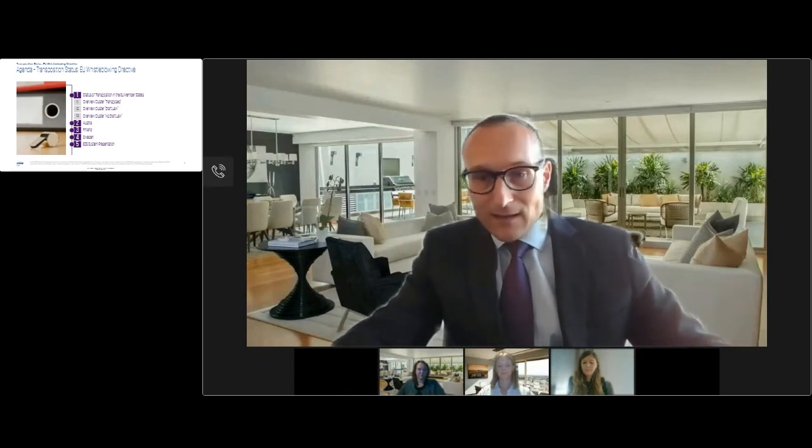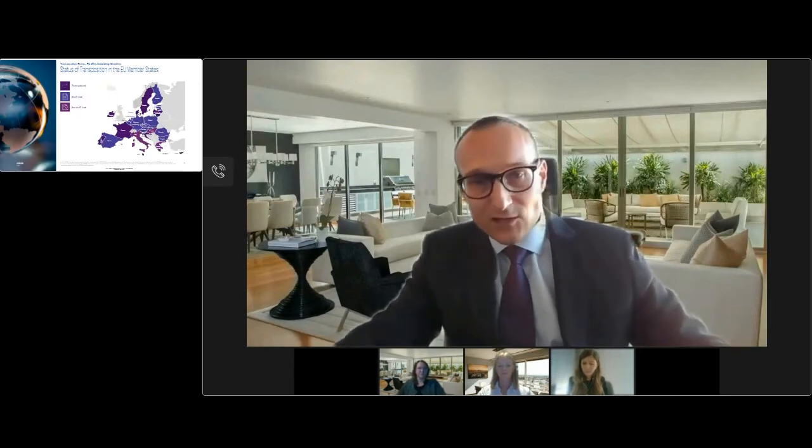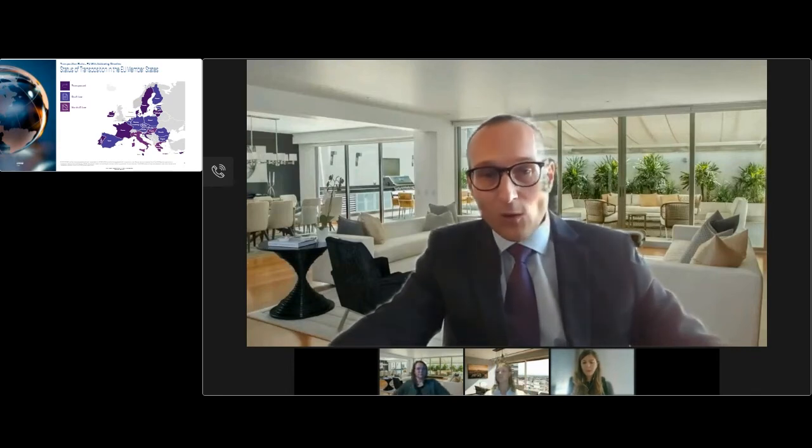So I think we can go to the next slide, please. The status of transposition of the EU Whistleblowing Directive varies across all the EU member states. The status shown here on the map is as of September 22. As you can see, 10 member states have already transposed the directive into national law. 14 member states have their transposition laws on the way. And there are only 3 countries left which do not even have a draft law.